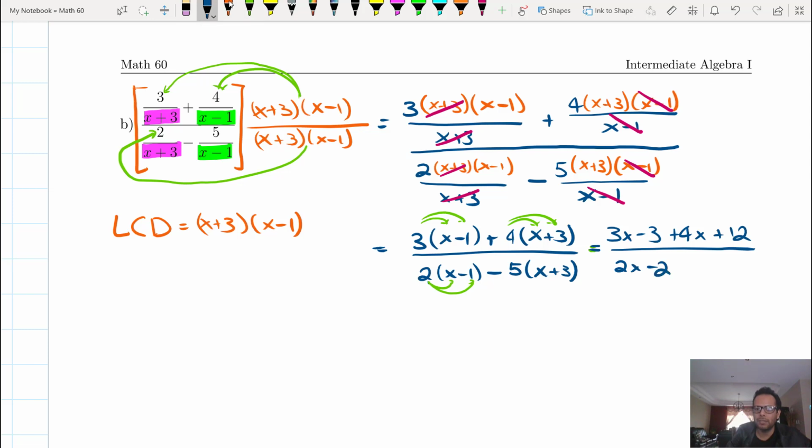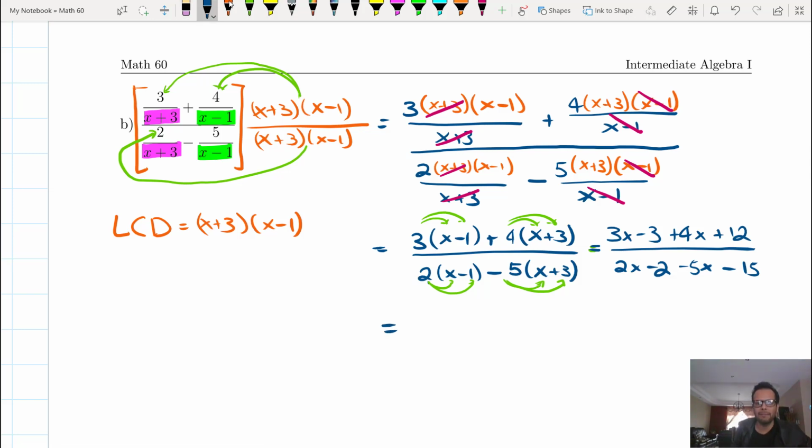2x minus 2, that is going to give us 2x minus 2. And be careful here, because we're going to have a combination of signs. Negative 5 times x and negative 5 times positive 3. So that's going to give us negative 5x minus 15. So let's combine like terms in the numerator, combine like terms in the denominator, and we would be essentially done with this exercise.